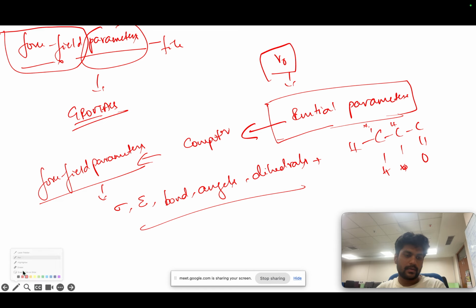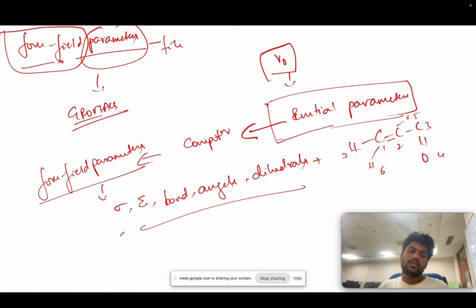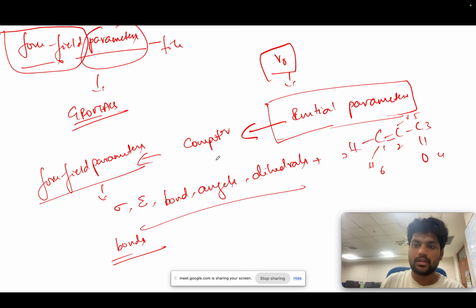I'll remove it. So what I will do is add the double bond here, between 3 and 4. Now in my parameter file we'll give the numbering. Suppose I give the numbering 1, 2, 3, 4, 5, 6, 7. Now if I am writing about the bonds, I will make it in a new slide.